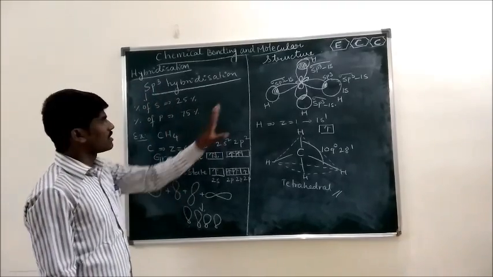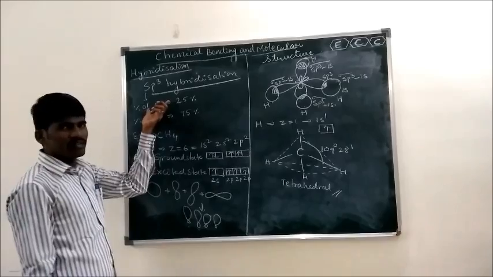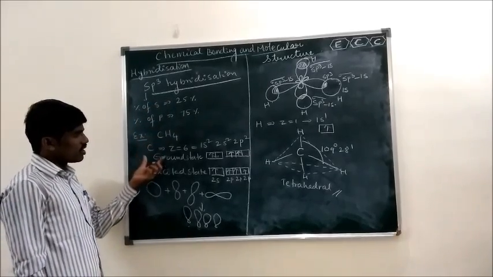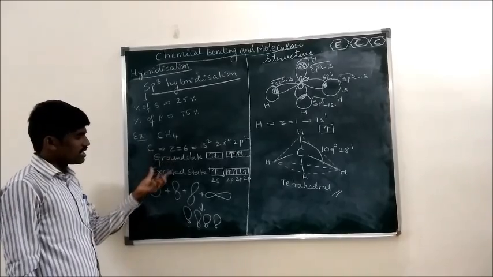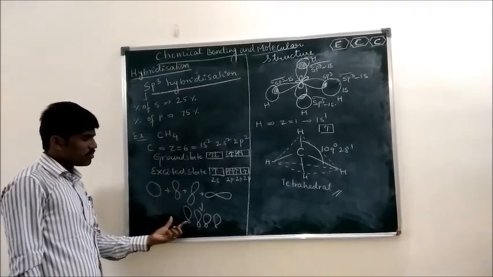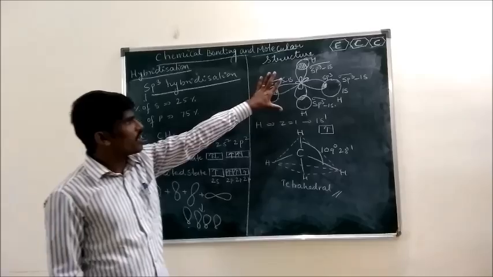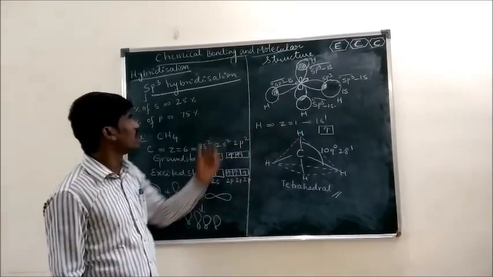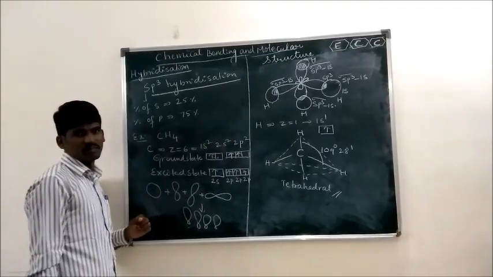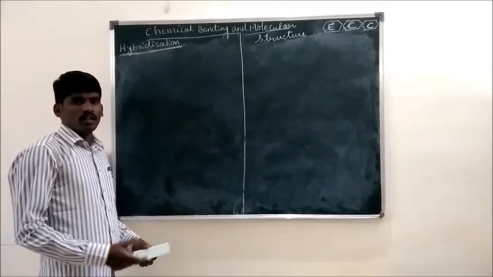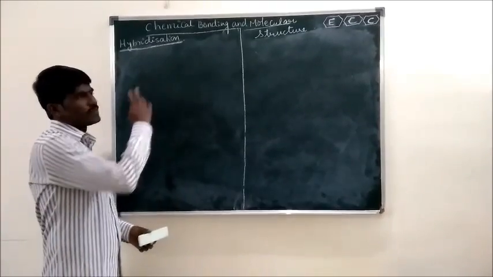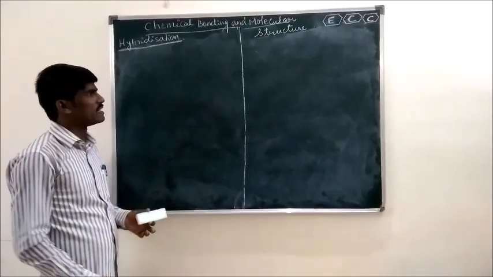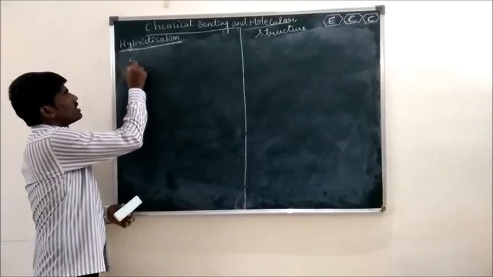And if you observe, here we have explained percentage of s character, percentage of p character, how electronic configuration will be in ground state as well as in excited state, how many hybrid orbitals are formed, how these hybrid orbitals are arranged, and what is the shape of the molecule, with the help of sp3 hybridization. Hope you understand the first 3 types of hybridization: sp, sp2 as well as sp3. Now let's take a look at the next one.